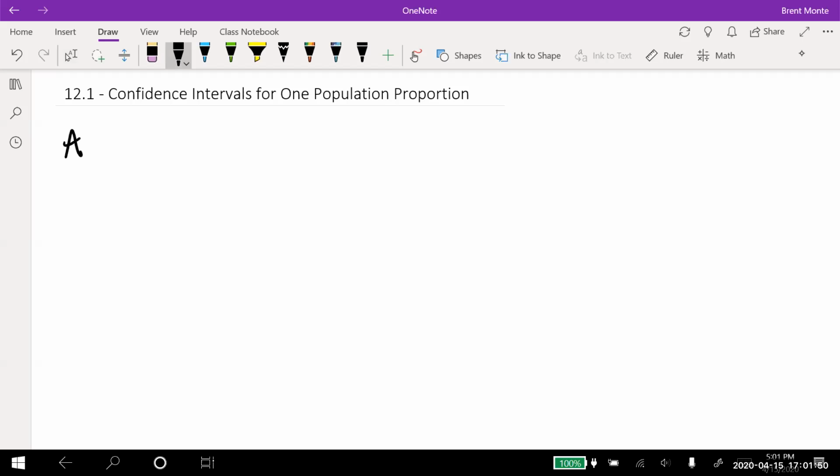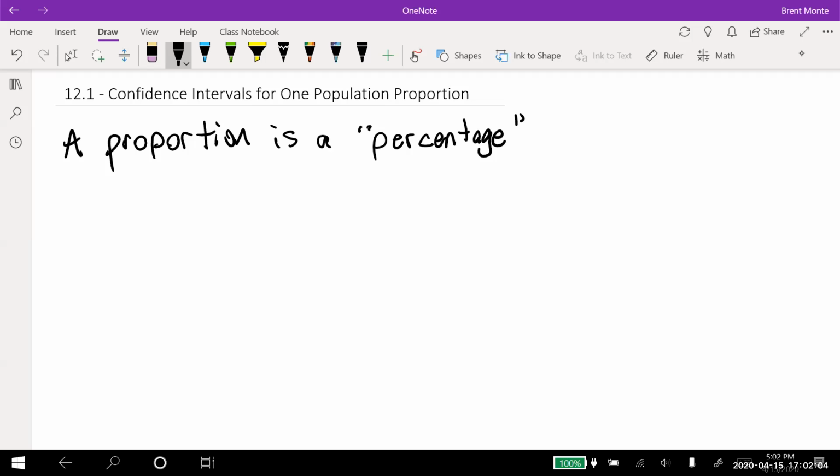So remember, a proportion is, and I'm going to say it's a percentage, but I'm going to put percentage in quotation marks because the proportion is really a number between 0 and 1. It's a probability, but we often look at it as a percentage of the population.